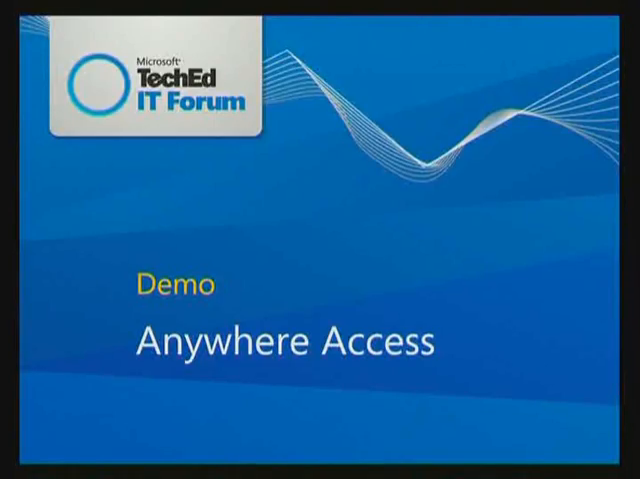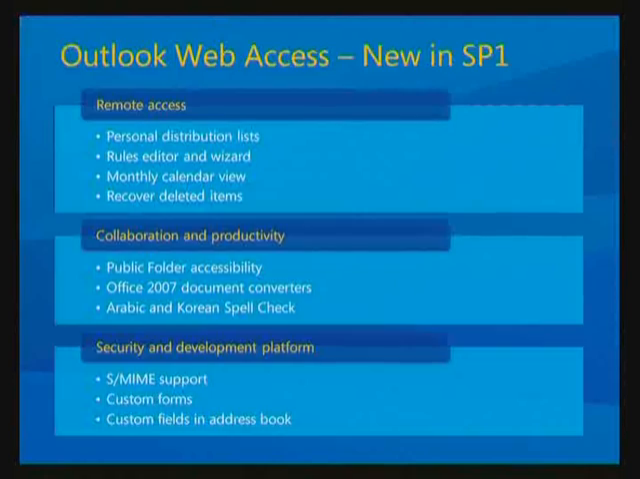And I want to recap what we looked at in Anywhere Access and in Outlook Web Access in terms of what's new in SP1. So I covered a lot of these features that are on this list in the demo, but I want to talk about a couple of things that weren't in the demo that are new in SP1. The first thing is that we've extended the global reach of Outlook Web Access by adding additional languages for spell check. So we now have Arabic and Korean spell check within Outlook Web Access.